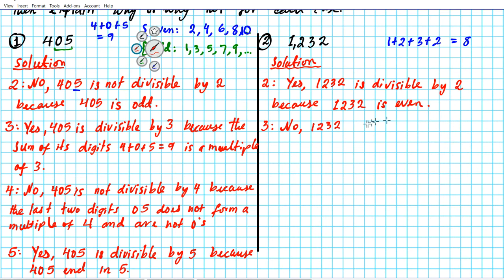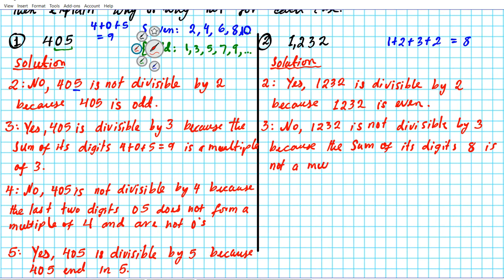1232 is not divisible by 3 because the sum of its digits, namely 8, is not a multiple of 3. Bam. Moving along.